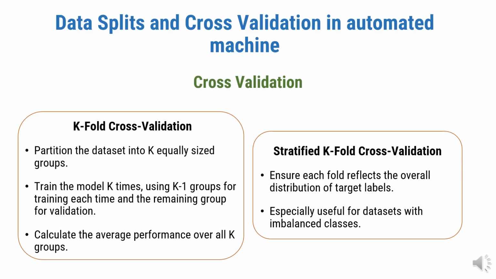Cross validation. K-fold cross validation. Partition the dataset into K equally sized groups. Train the model K times using K-1 groups for training each time and the remaining group for validation. Calculate the average performance over all K groups.